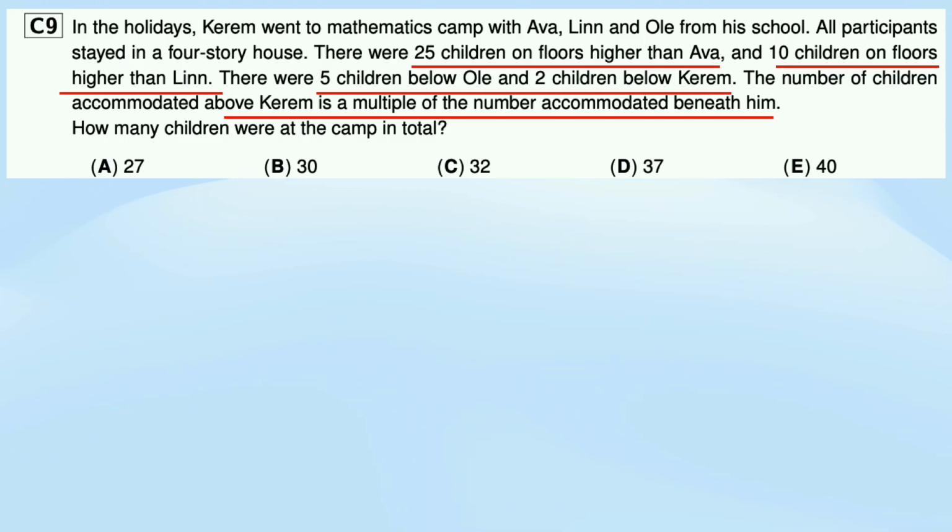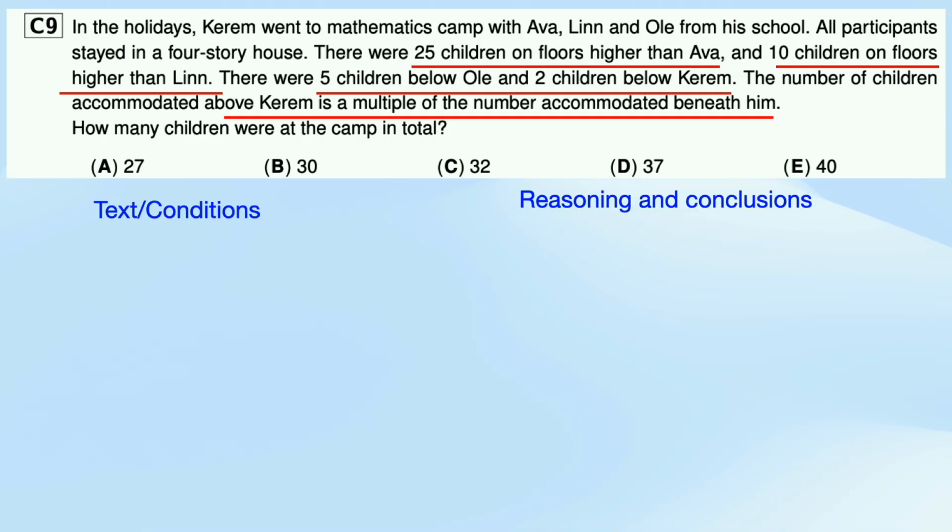The number of children accommodated above Kerem is a multiple of the number accommodated beneath him. How many children were at the camp in total? This is a logic reasoning and plus math question. We must deduce the necessary information from what has been given. This task is to figure out the relative positions of the individuals and ideally their exact floors.